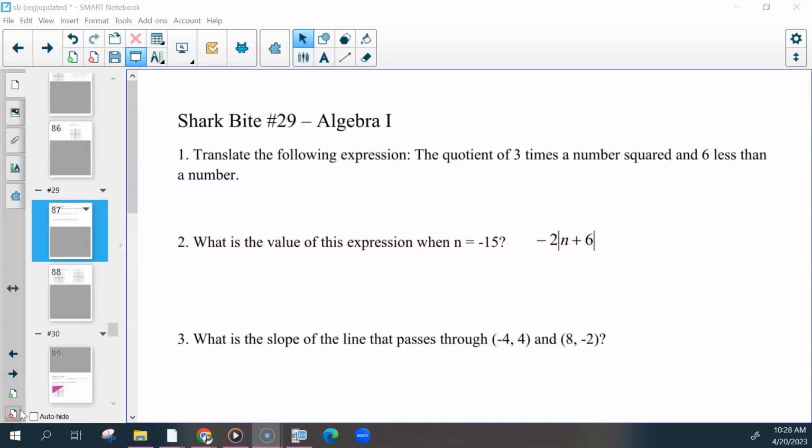1, 2, 3, and 4, and then I think 5 can be done on decimals, so we'll end up doing them all.